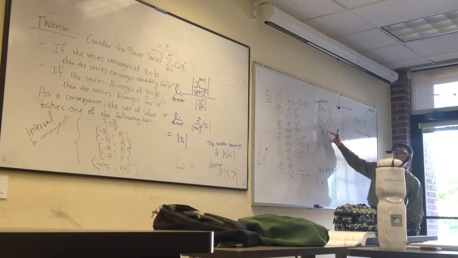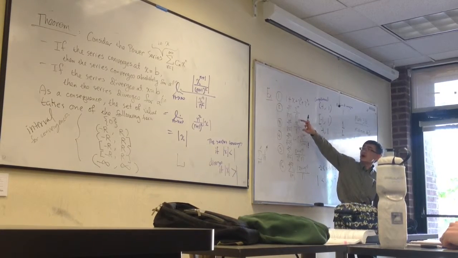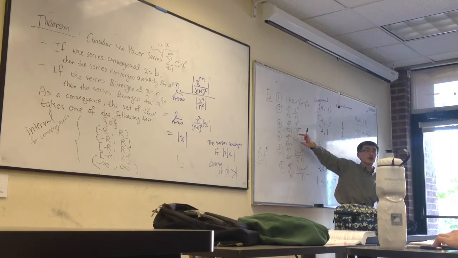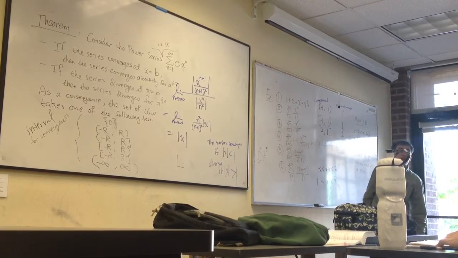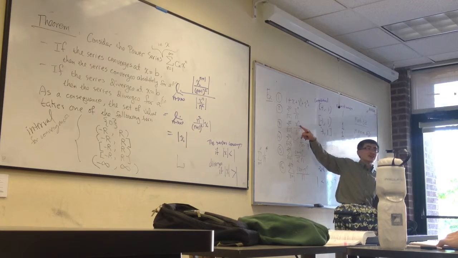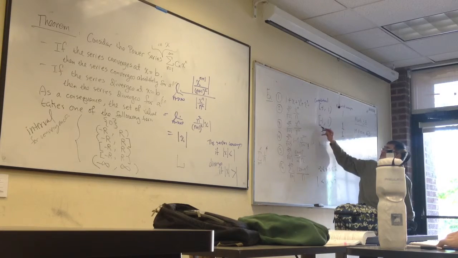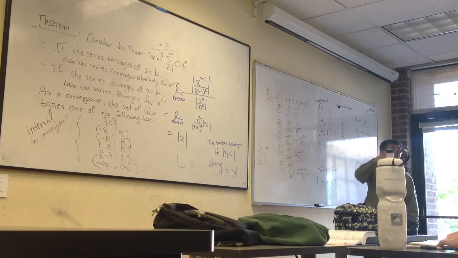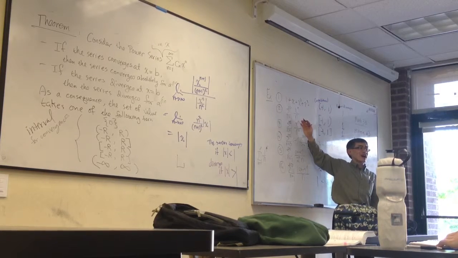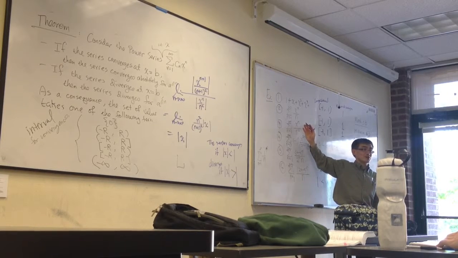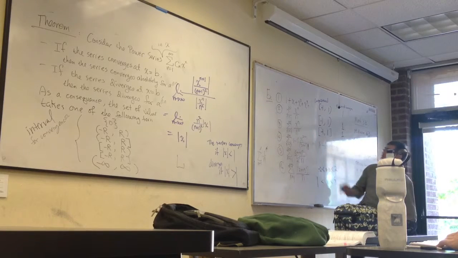How about this endpoint? At 1, does it work? Yes, because if you plug in 1, 1 to the nth power is 1. 1 over n squared. That's a p-series with p equal to 2. That's good, so that converges. So if you plug in negative 1, of course it converges. That's an alternating series. But not only does it alternate, even if you block out the alternating sign, the absolute part, that series already converged. So it's actually still absolutely convergent. Is that right? Okay.